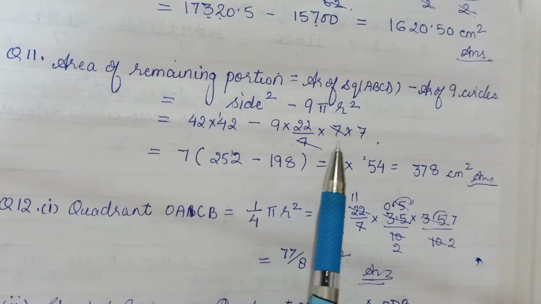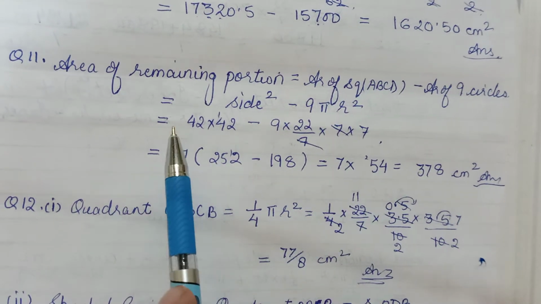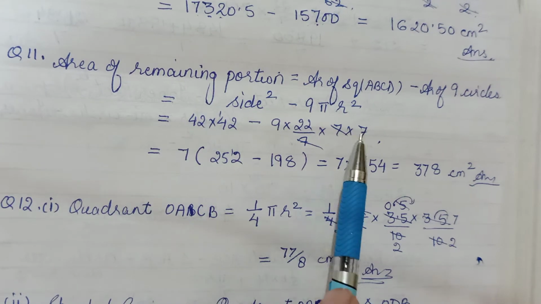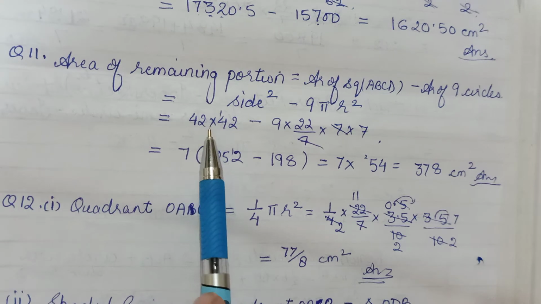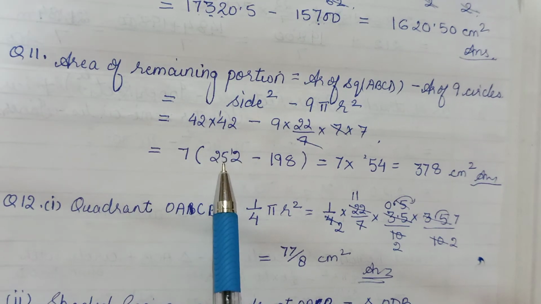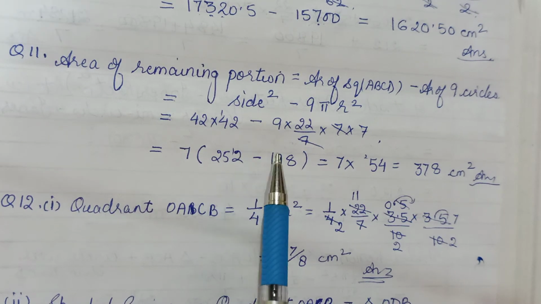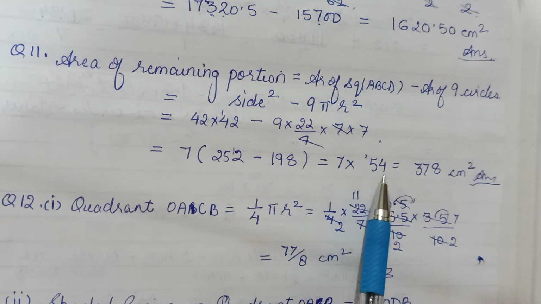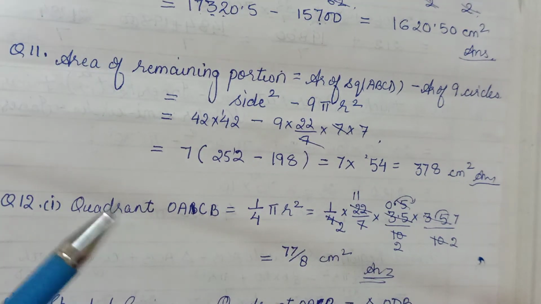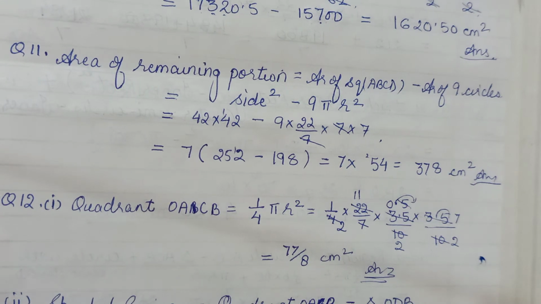What I've done here is I have taken this 7 common. 42 is 6 times 7, so 7 was here too, and from here also I can take 7, so I took 7 common. 6 times 42 is 252. And 9 into 22 then would become 198. Take the difference, then multiply by 7. Calculation, children, as you find convenient, you can do it. No hard and fast rule for that.